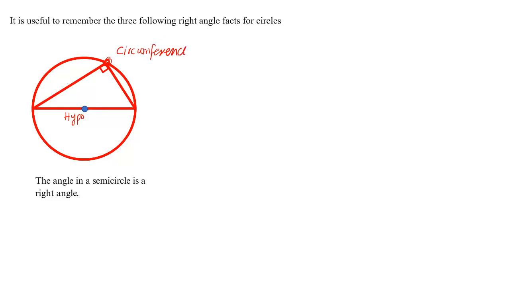And the point, the 90 degree angle, the corner, the vertex of this right angle triangle, where the 90 degree angle is formed, it is on the circumference of the circle. And this hypotenuse is the diameter of the circle. So in this case, the 90 degree angle will be over here.